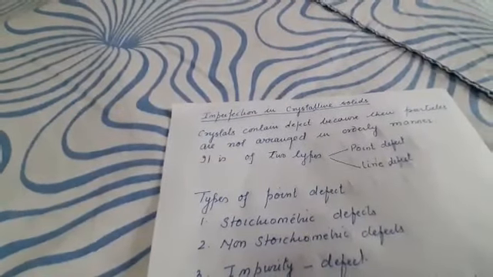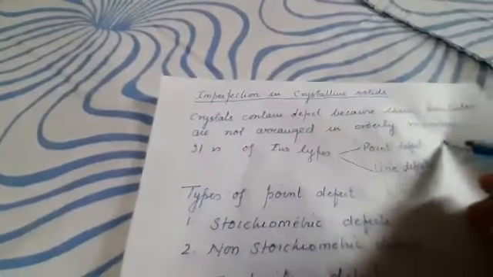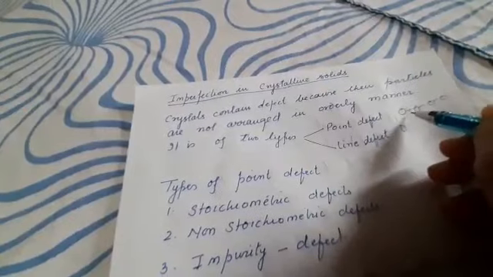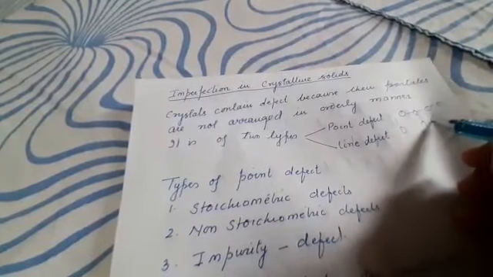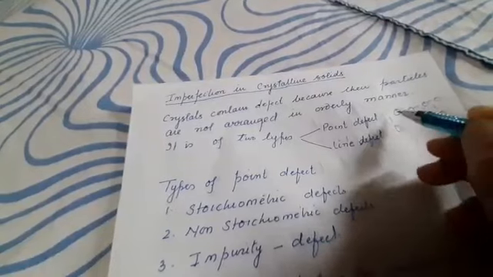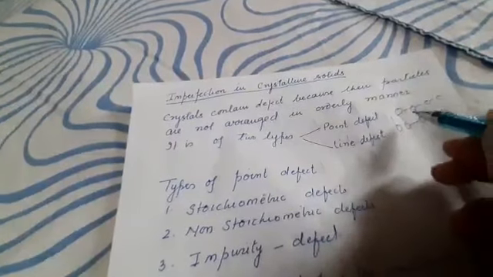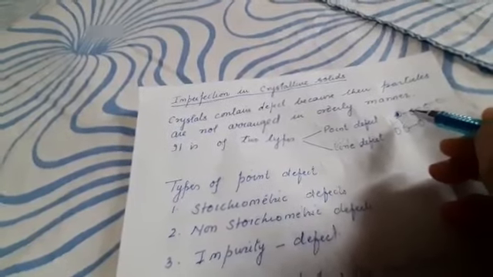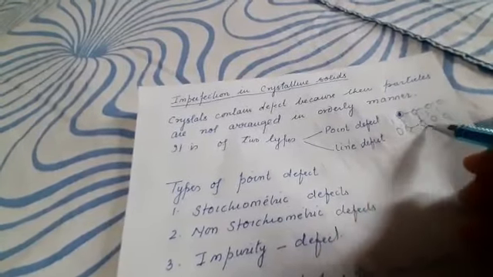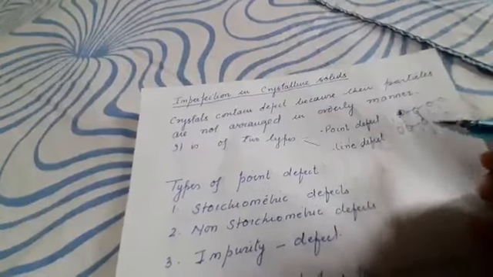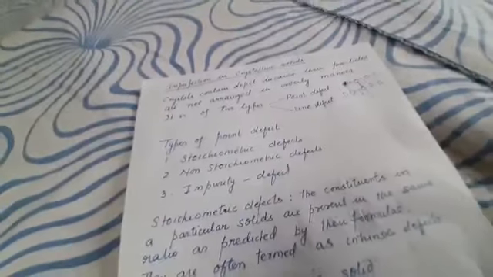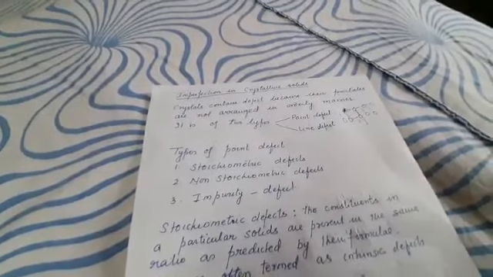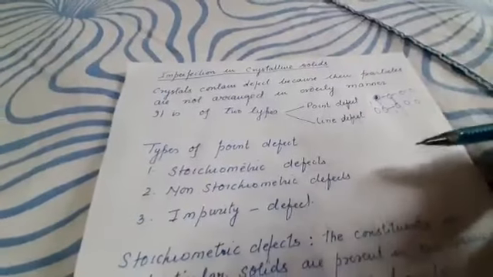For example, let us see if there's a crystal like this. If the defect is at a point, it is known as point defect. If the defect is along a row, it is known as line defect. Now, types of point defect. I hope you've understood. Point defect is at a particular point and line defect is at a particular row.